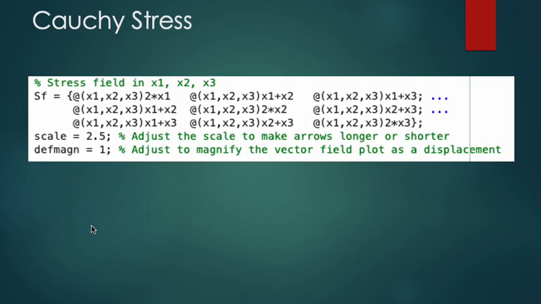So for this shape, I kept the Cauchy stress the exact same. So that's the 2 times x1, 2 times x2, and then the 2 times x3, and then you got the x1 plus x2, x1 plus x3, and so on. So this is the same, and then I kept the scale and the magnification the same as well.